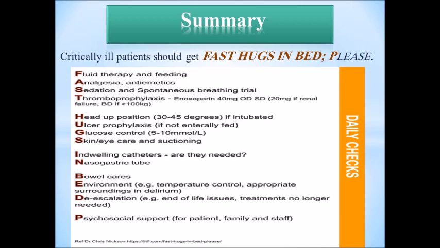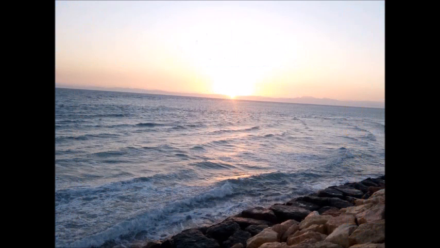Finally, all critically ill patients should get their daily routine care in the form of FAST HUGS IN BED, please. F for feeding, A for analgesia, S for sedation, T for thromboprophylaxis, H for head-up position, U for ulcer prophylaxis, G for glycemic control, S for skin and eye care, I for indwelling catheters, N for nasogastric tube, B for bowel care, E for environment, T for de-escalation, and P for psychological support.